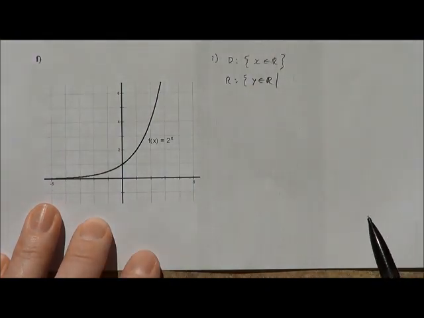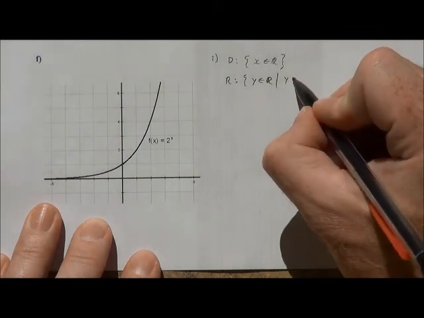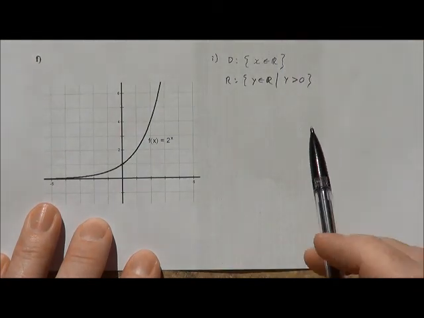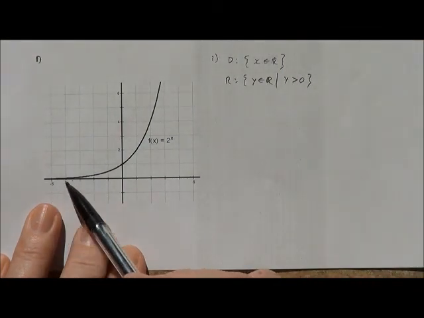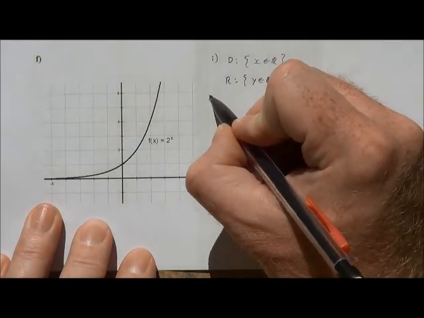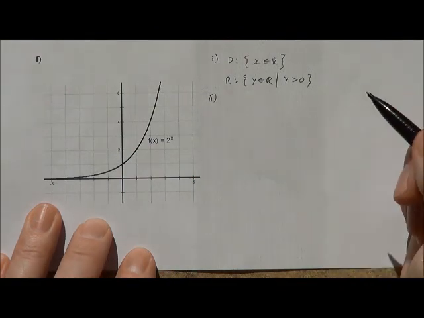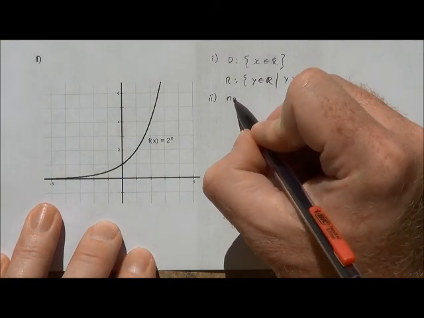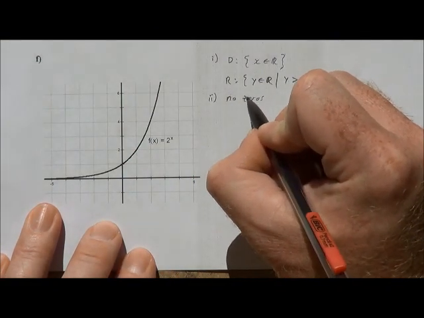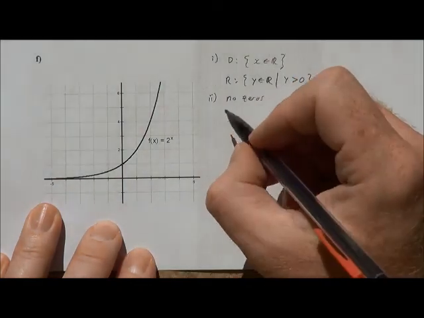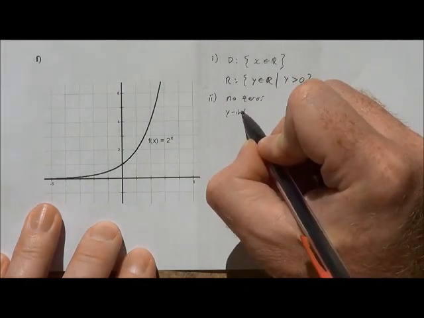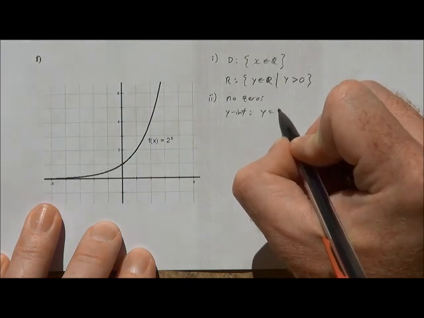The range, y is an element of all real numbers such that y is greater than 0. It cannot be equal to 0, because that's a horizontal asymptote, and the graph will approach it but never touch it. Zeros and y-intercepts: there are no zeros because of the horizontal asymptote on the x-axis, and the y-intercept is y equals 1.